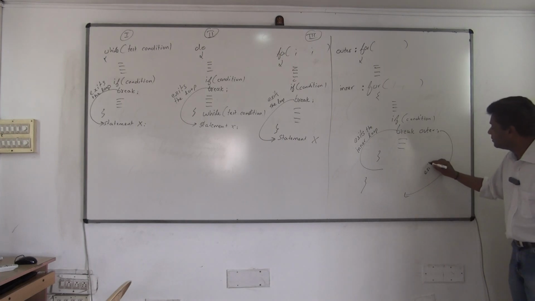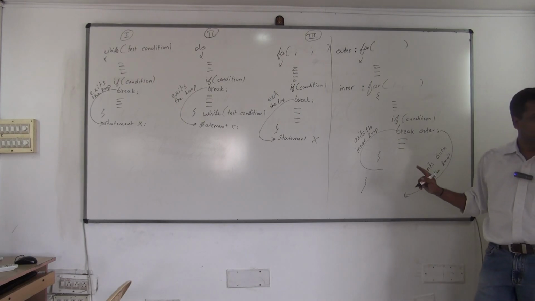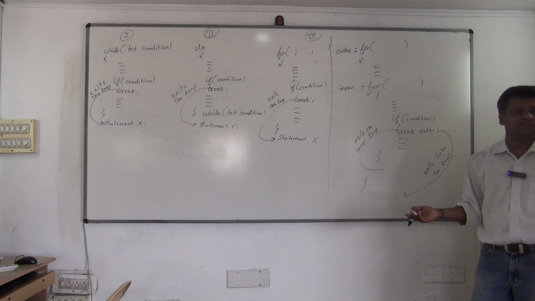Exits both the loops. This is labeled. I'll be showing you with an example only. This is called labeled loops. Are you clear now? It is optional. I'm not saying you must use a labeled loop. If you are interested, use a labeled loop or leave it.